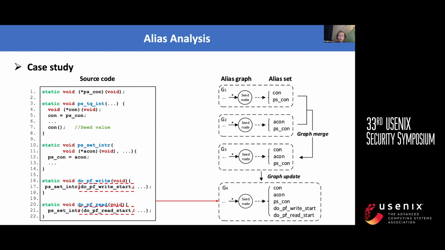And finally, we track who called the function defined at line 10. And we know that 2 functions named doPF write star and doPF read star are passed as arguments. So we can conclude that the Indirect-Call targets are these 2 functions.